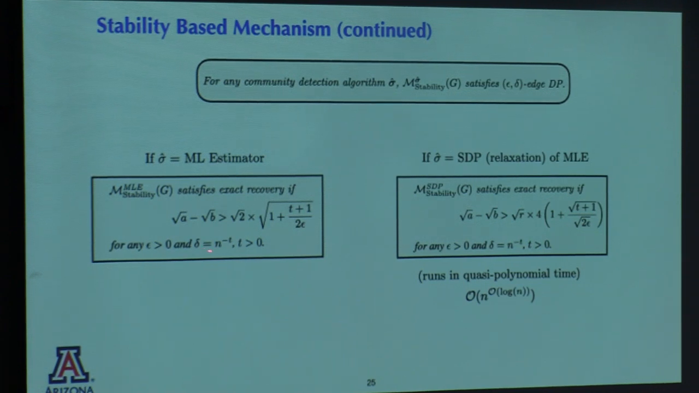This delta we pick as n raised to the power minus t, and of course as t increases, delta also goes down. And then since the maximum likelihood estimator, remember, was also NP-hard, we said, well, let's analyze an SDP relaxation of it, and so we did that. We pay a little bit of a price, so we get a slightly worse threshold than maximum likelihood, but this runs in quasi-polynomial time.